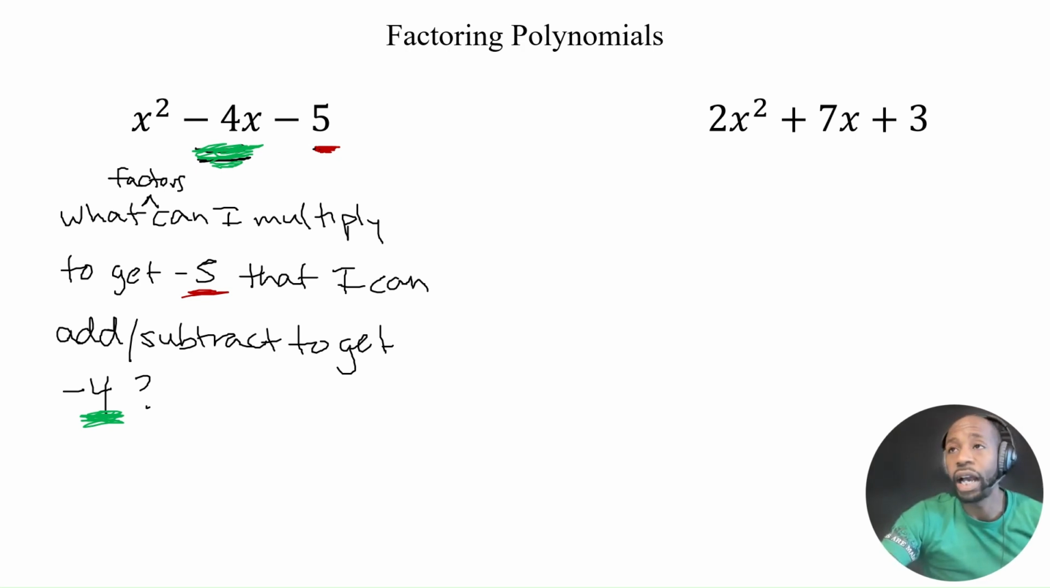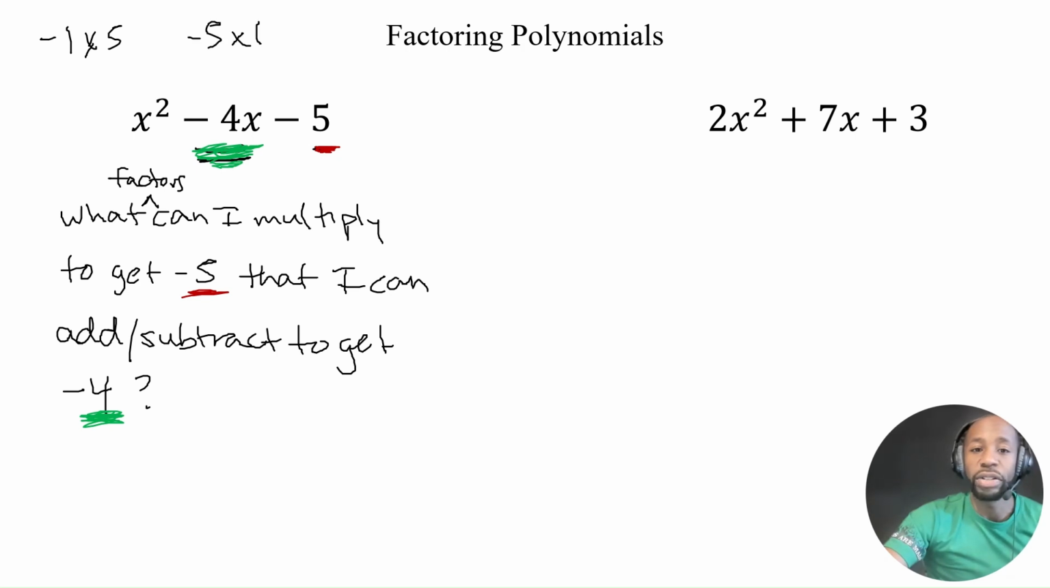The only factors of -5 are one and itself. Since it's -5, it would either be -1 times 5 or -5 times 1. These are the factors of -5. Now, how can I add or subtract either of these to get -4? If I did 5 plus -1, that's +4. If I do -5 plus 1, it's -4. So this is what we want.